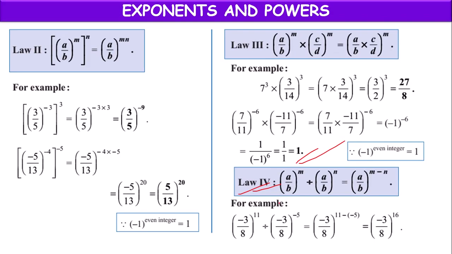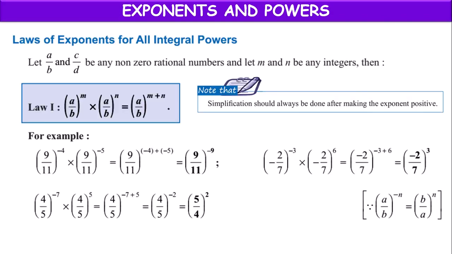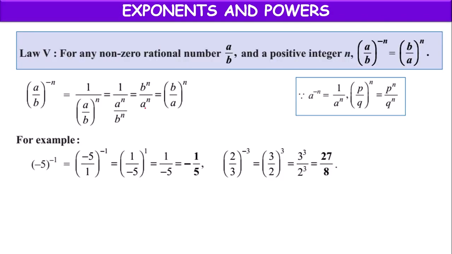So this is the fourth law, children. Next, law 5, the fifth law. For any non-zero rational number a/b and positive integer n, (a/b)^(-n) can be written as (b/a)^n. Already we have discussed this, children.